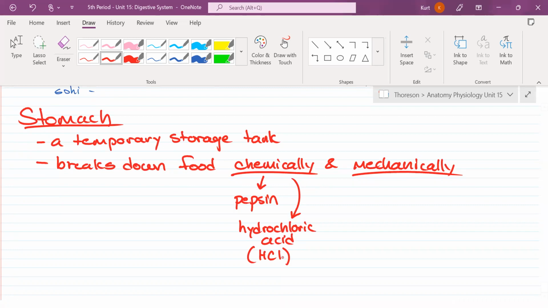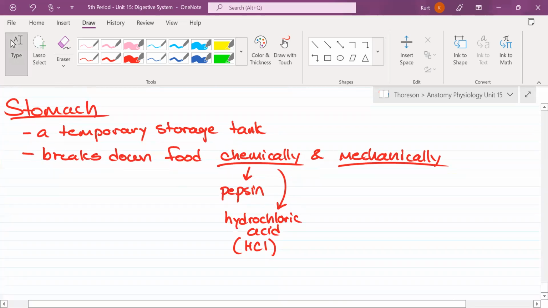What is the pH level of water? 7. The pH level of hydrochloric acid is around 2. It's very acidic. And as far as the mechanical part is concerned, what are the contractions of smooth muscle in your digestive system called? Peristalsis. Your stomach literally churns.